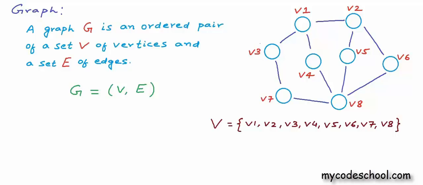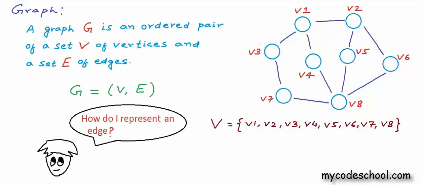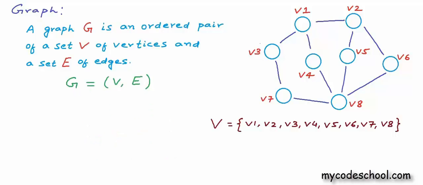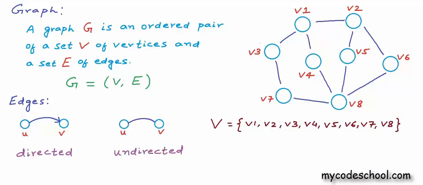Now what's my set of edges? To answer this, we first need to know how to represent an edge. An edge is uniquely identified by its two endpoints. So we can just write the names of the two endpoints of an edge as a pair, and it can be a representation for the edge. But edges can be of two types. We can have a directed edge in which connection is one way, or we can have an undirected edge in which connection is two-way. In this example graph that I'm showing here, edges are undirected.